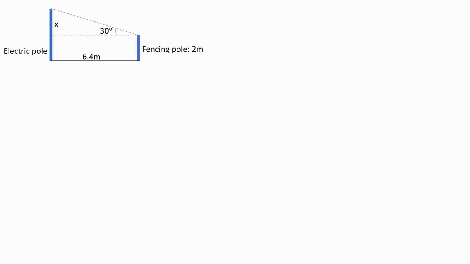So using an illustration, we have the electric pole and the fencing pole. The distance between them is 6.4 meters and the angle of elevation from the top of the fencing pole to the top of the electric pole is 30 degrees. So we need to find the height of the electric pole, and we are going to start by obtaining the height of the electric pole that is higher than the fencing pole. And to do that, we are going to use trigonometric identities.